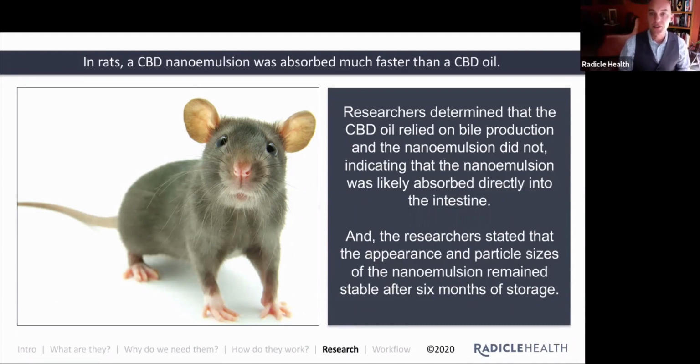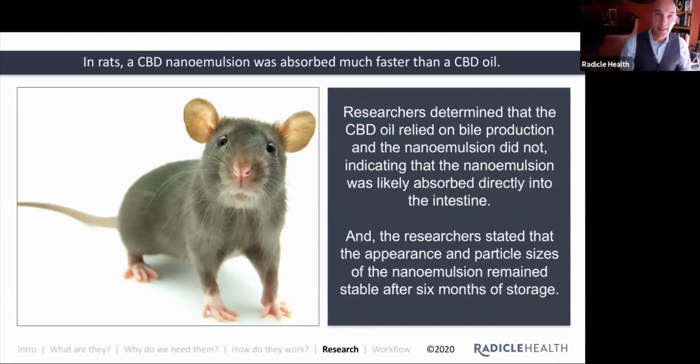These researchers created a nanoemulsion. It was 99% pure CBD powder. Then the oil phase was vitamin E, ethanol, and Tween 20. Tween 20 is polysorbate 20, a common surfactant that's used. And then distilled water. The researchers separated the rats into 2 groups. They orally administered a CBD oil, just a regular CBD oil, to one group, and then they gave the nanoemulsion to the other. And then they collected blood samples over a 24-hour period to examine the absorption.